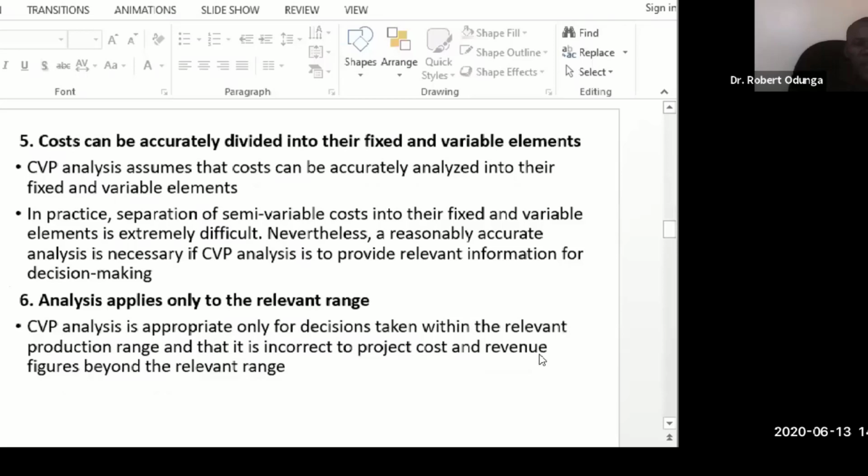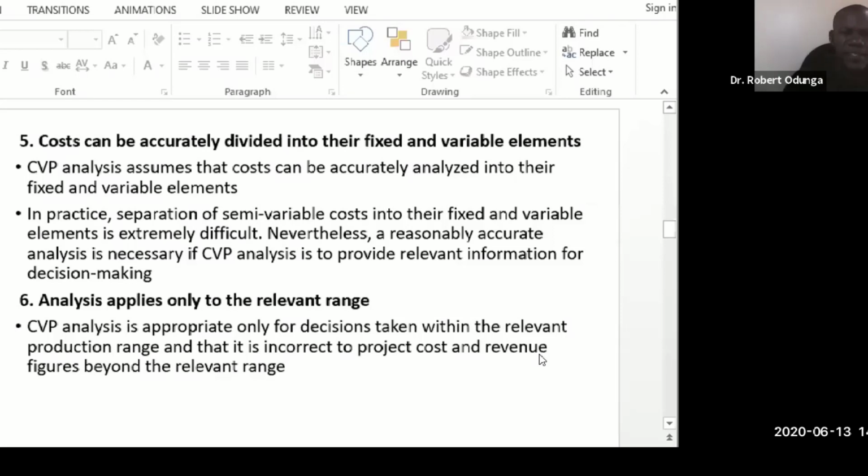Then costs can be accurately divided into their fixed and variable elements. And we had mentioned this. We said for this model to apply, we are able to categorize our costs into fixed and variable costs. Because as we are saying, variable costs actually have a direct effect on the profit. If we produce more, then we incur more of the variable cost, and fixed costs remain constant. So they're actually the marginal cost that we incur to produce more units.